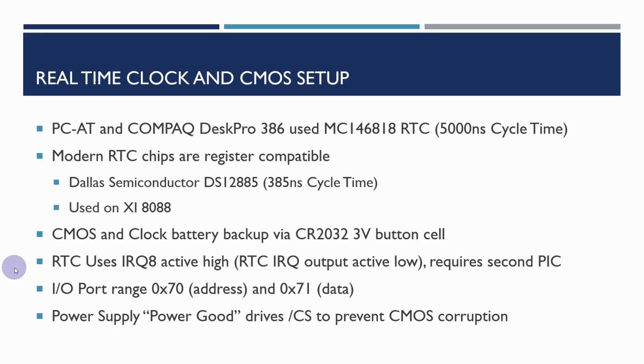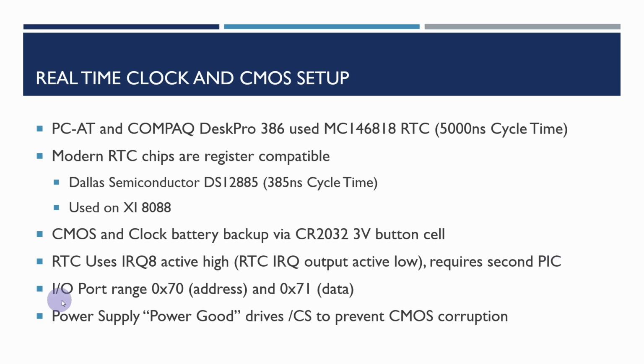The real-time clock uses IRQ8 active high. Now the real-time clock output is actually active low, and in fact it's also open collector, so we do need to remember to include a pull-up resistor on this, otherwise it won't work. Because we're using interrupt 8, this is one of the reasons why we need a second programmable interrupt controller on the design so that we can handle interrupts above 7.